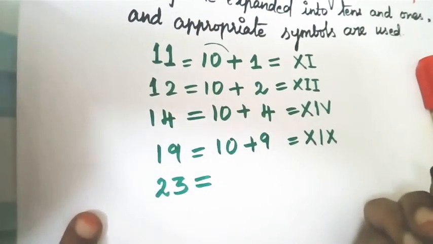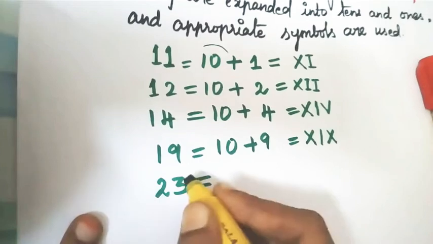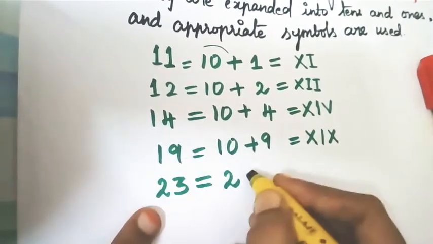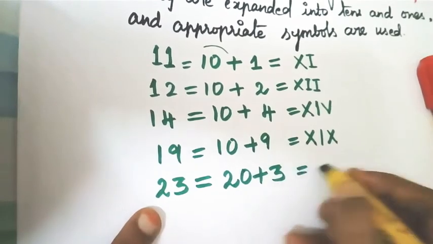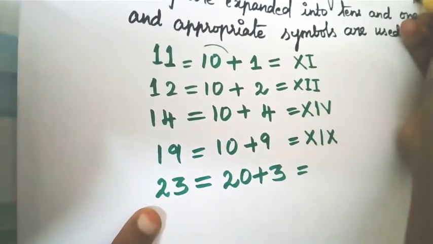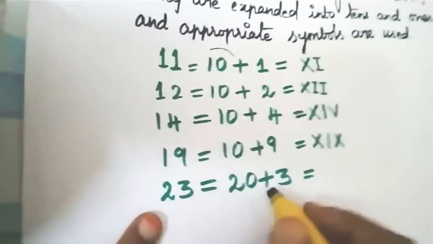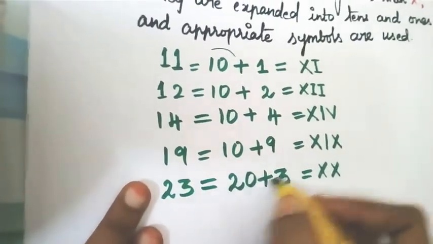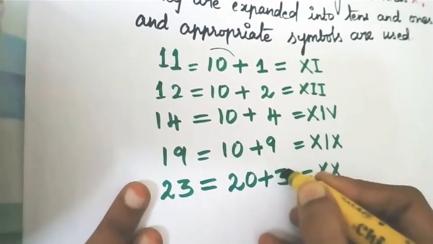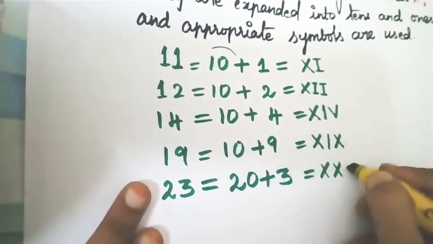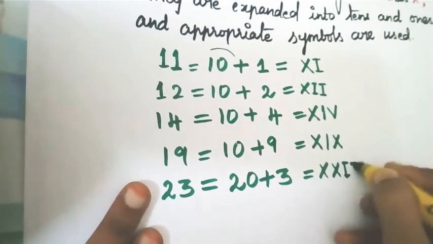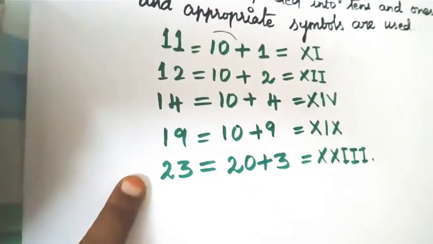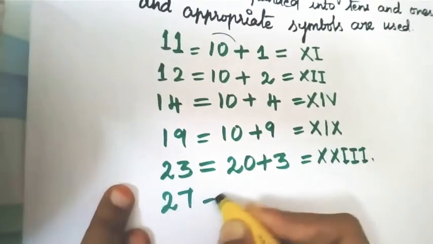Now let us find for 23. 23, what is the tens place? 20. And the ones place is 3. So 20, how can you write? You can repeat X 2 times to get the value 20. X 2 times is 20. Then you can repeat I 3 times for 3. Let's write the Roman number for 27.